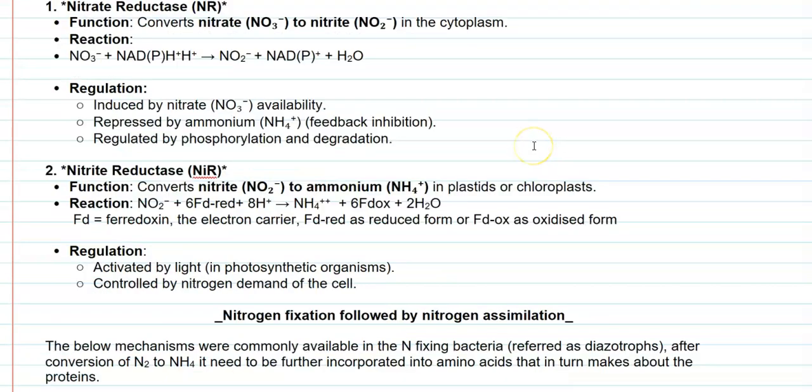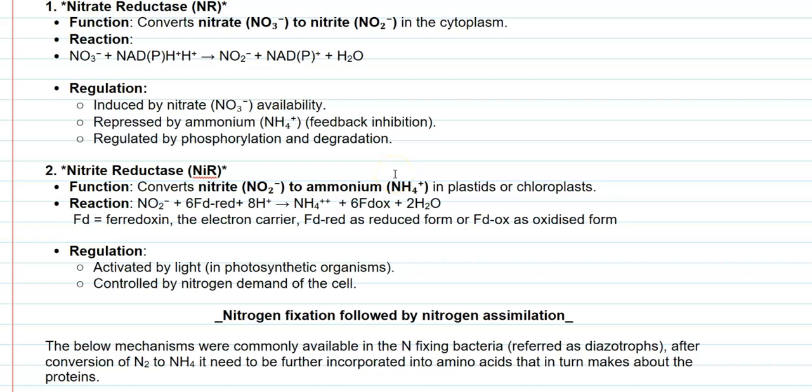The next enzyme important in nitrate reduction is nitrite reductase. Its main function is to convert nitrite into ammonium ions. These ammonium ions can be incorporated directly inside the cell. This process commonly takes place in the plastids or chloroplasts of the cell. The reaction involves nitrite, in the presence of ferredoxin in the reduced form, being converted into ammonia, and ferredoxin is oxidized into the oxidized form, and finally a water molecule is formed.